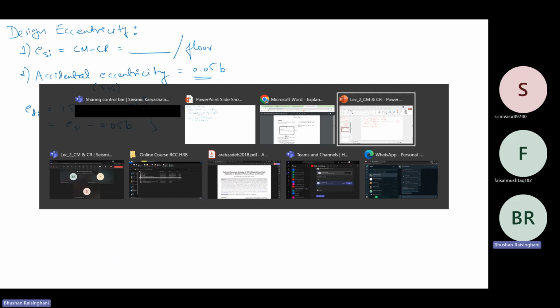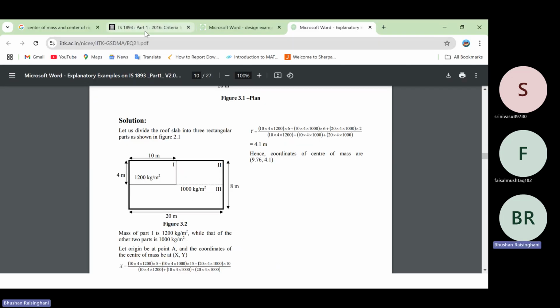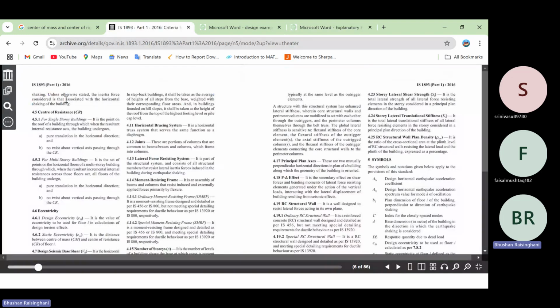Okay, so we will again go to the IS code. For this understanding of the CM, the CM is the position where the inertia force is concentrated. One thing, versus you can shift the CM to CR. So in both cases, inertia force is concentrated on CM. Either by eccentricity or by shifting the CM point to the CR point, we apply the inertia forces at the CM.